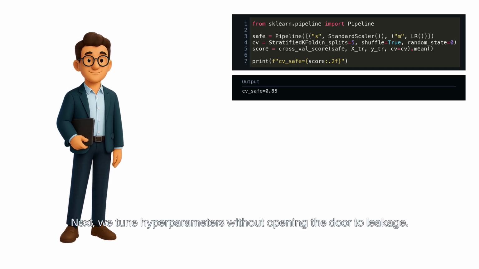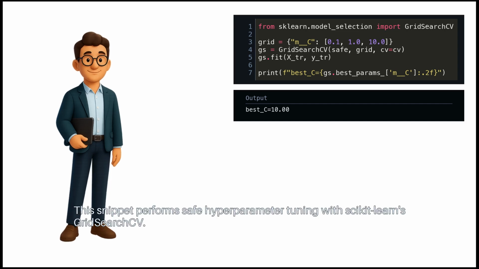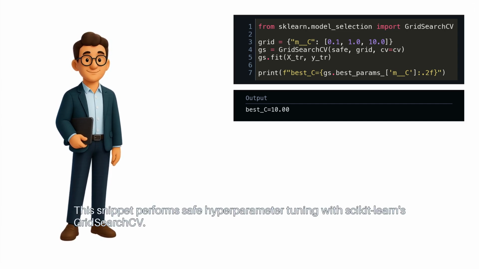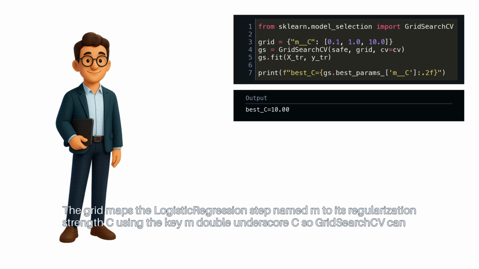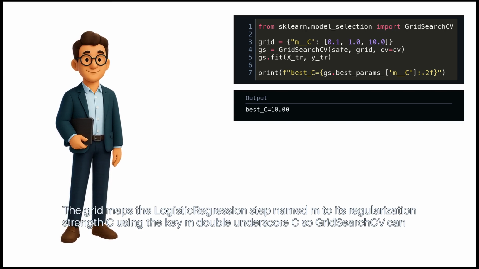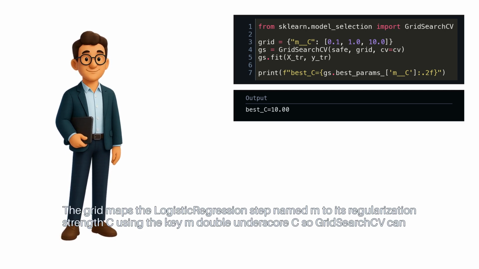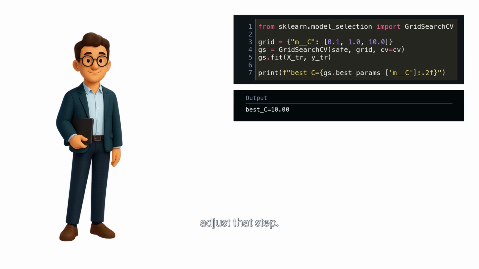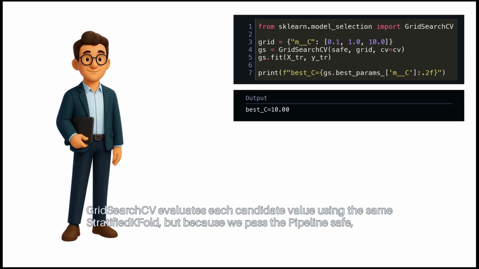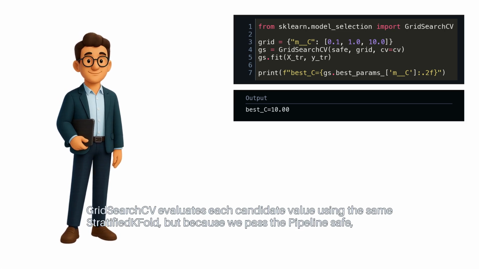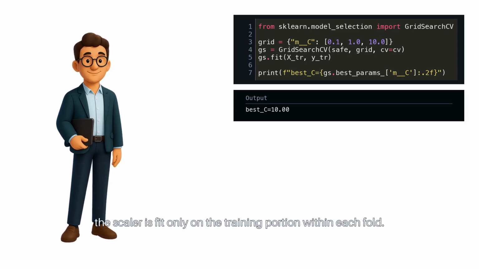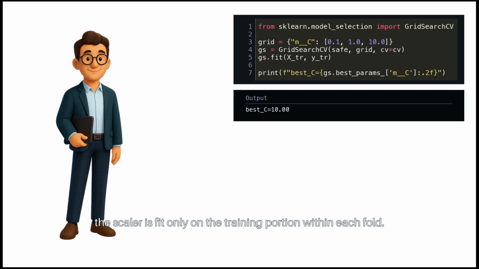Next, we tune hyperparameters without opening the door to leakage. This snippet performs safe hyperparameter tuning with scikit-learn's GridSearchCV. The grid maps the logistic-regression step named m to its regularization strength C using the key m__C, so GridSearchCV can adjust that step. GridSearchCV evaluates each candidate value using the same StratifiedKFold, but because we pass the pipeline pipe_safe, the scaler is fit only on the training portion within each fold.